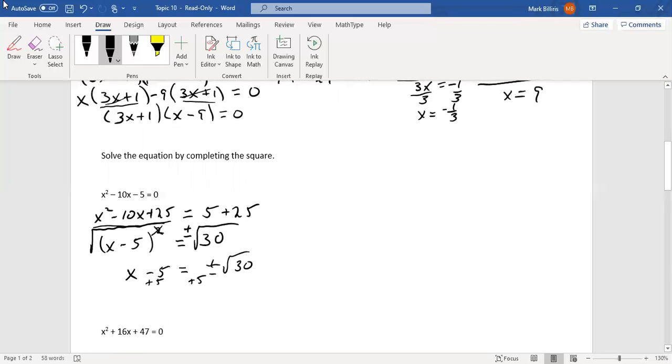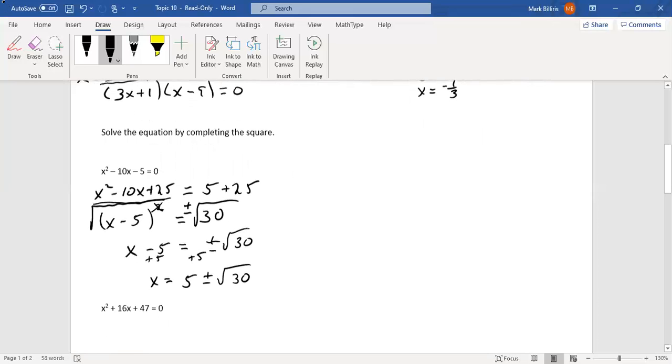When we add 5 to both sides, we get our two solutions. So x would equal 5 plus or minus the square root of 30. So our two solutions, 5 plus the square root of 30, and our second, 5 minus the square root of 30.